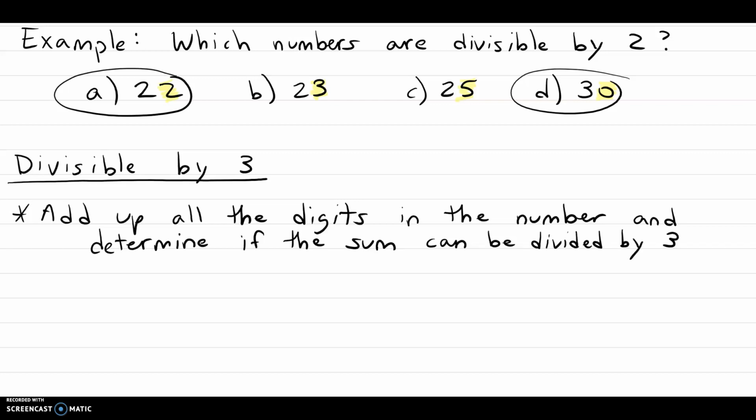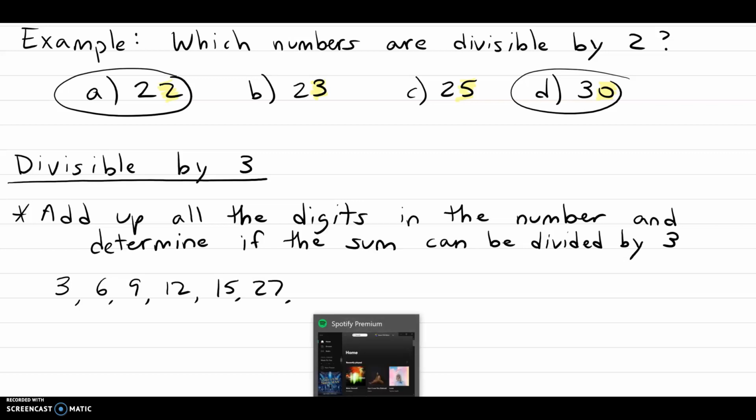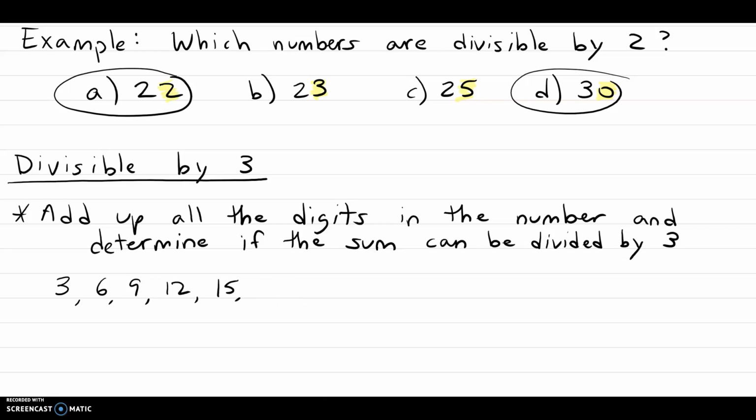So remember, the multiples of 3 are 3, 6, 9, 12, 15, 27. Oops, excuse me, I skipped a bunch of numbers there. So 3, 6, 9, 12, 15, 18, 21, 24, 27, 30, 33, 36, and then so on. So essentially, when you add up all the digits in the number, you're seeing if that sum equals any of these numbers. If it does, that means it can be divided by 3.